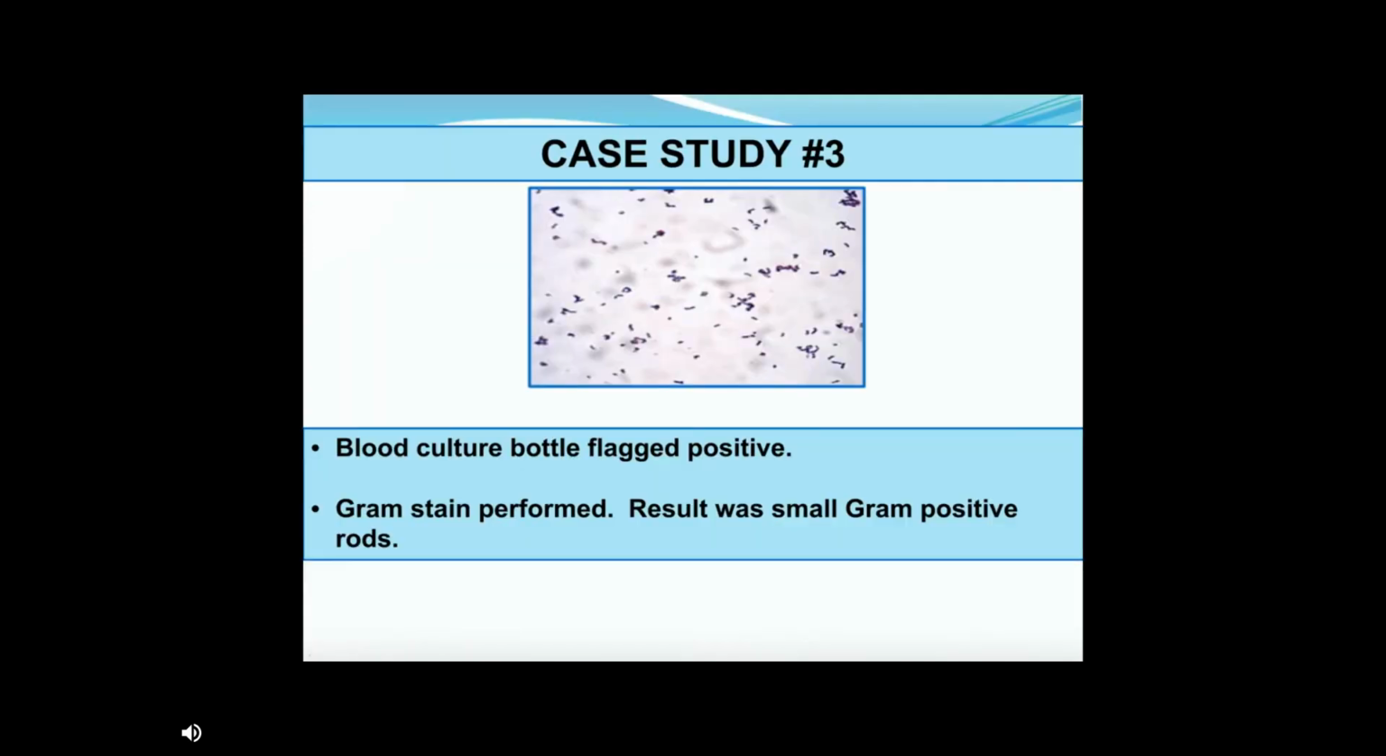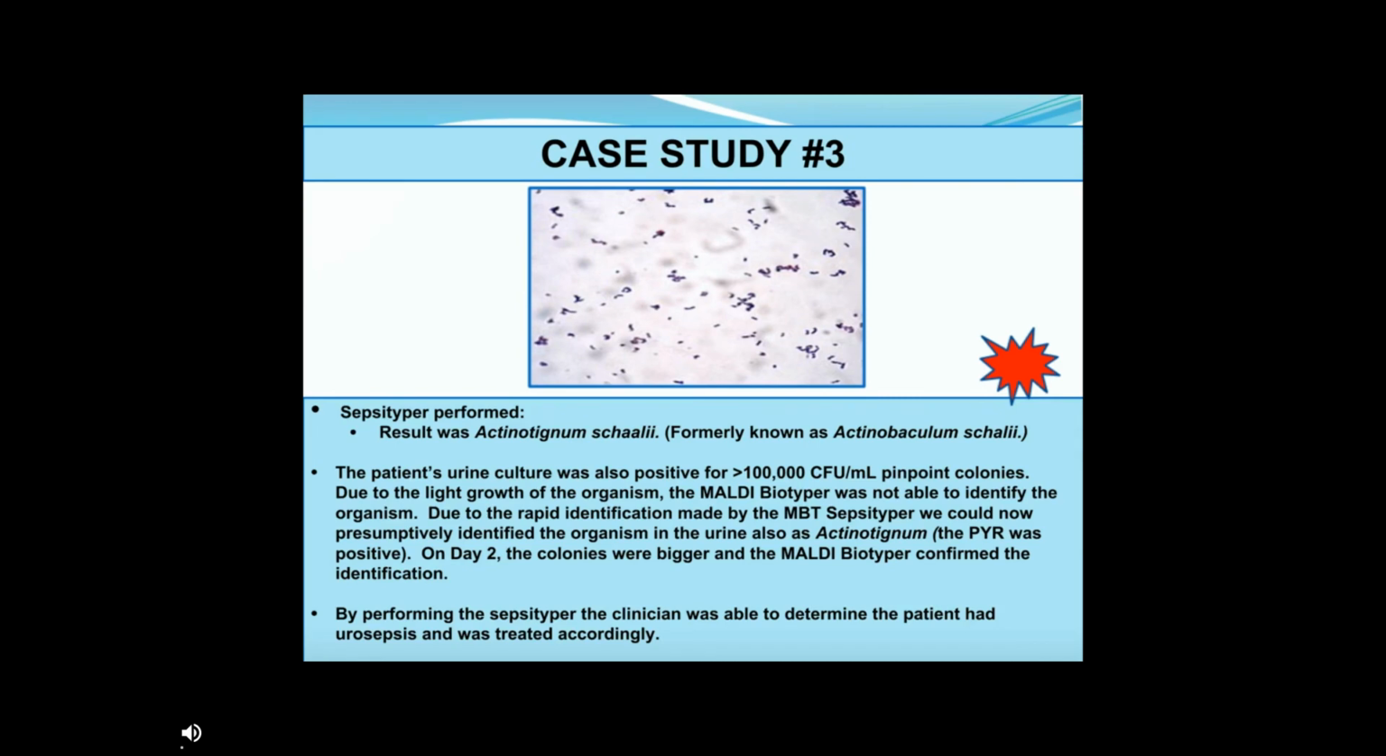And then the last one, it flagged positive. It was gram-positive rods. So again, that goes into the system as gram-positive rods. We performed our Sepsityper, and again, amazement, it ended up being an Actinotignum schaalii, formerly known as an Actinobaculum schaalii. So this one was kind of interesting. It's not a bug that we typically see in our positive blood cultures for sepsis.